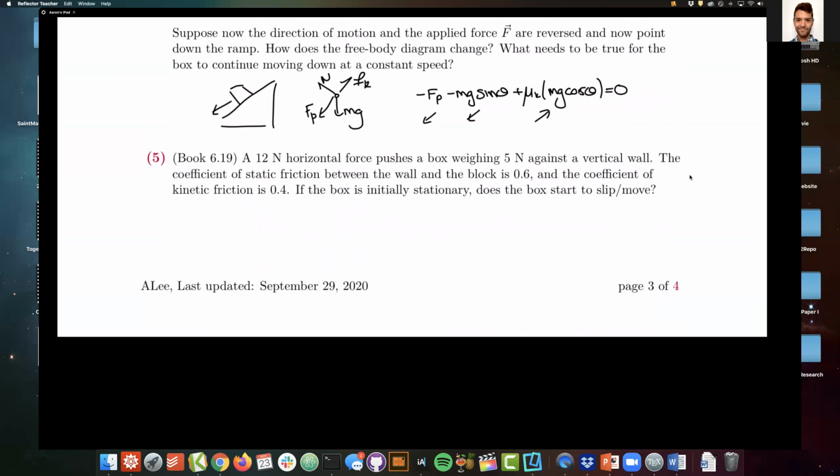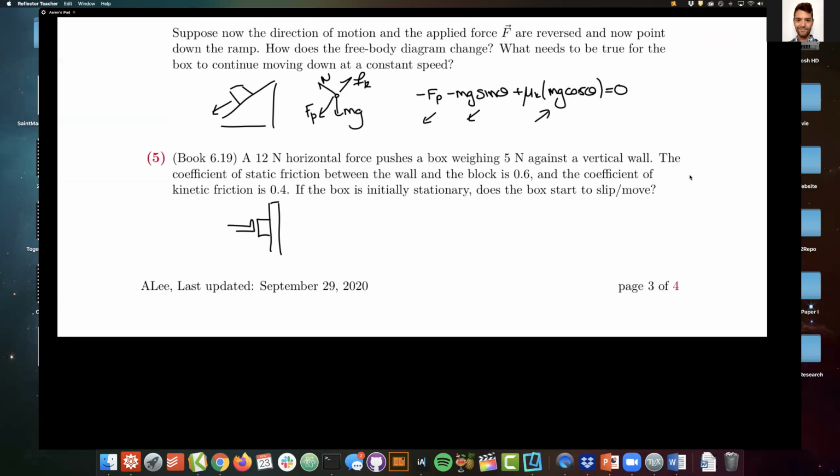The problem I alluded to might show up again, and then it did on an exam. So you're pushing a box against a wall. The coefficient of static friction is given and the coefficient of kinetic friction is given. If the box is initially stationary, does the box start to slip or move?